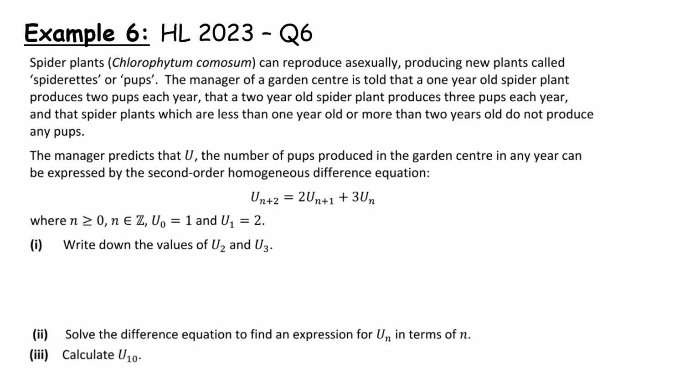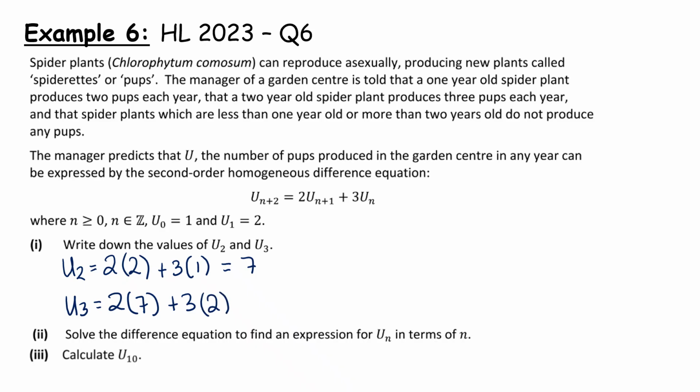So there's a lot of reading there, but our focus is going to simply be on the difference equation. The first thing they ask us is to write down the values of u2 and u3. So u2, using this difference equation, is 2 times our previous term, which is u1, plus 3 times u0, which is 2 terms before it. So that's 4 and 3, that gives us 7. u3 is 2 times the previous term, which we've just worked out to be 7, and 3 times 2 terms before it, that's u1, which is 2. So that's 14 and 6, and that gives us 20.